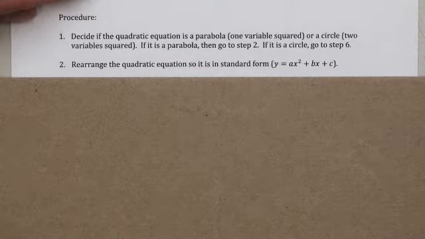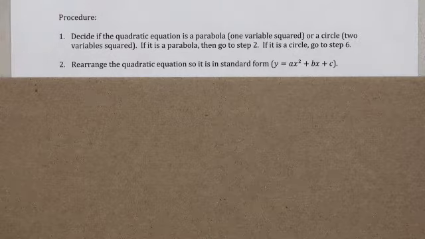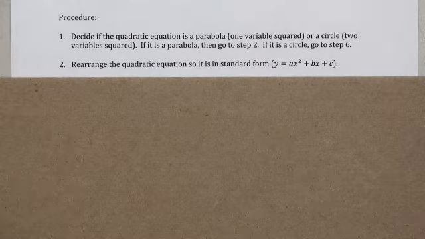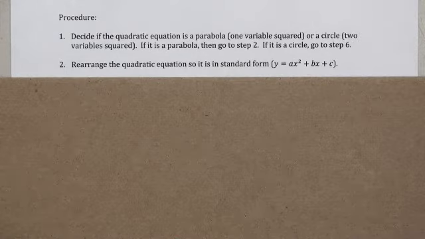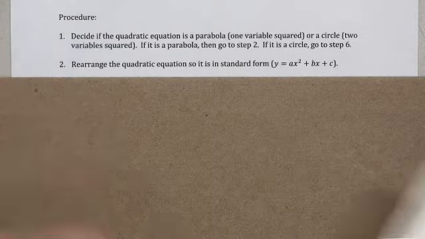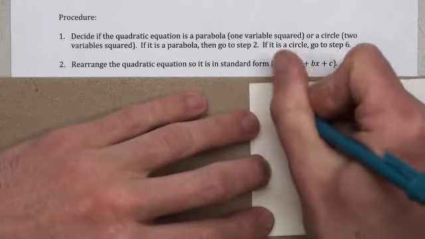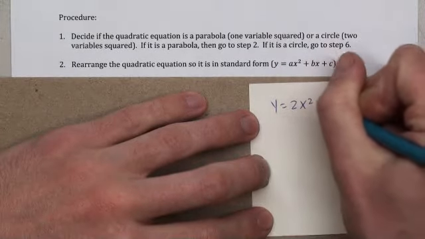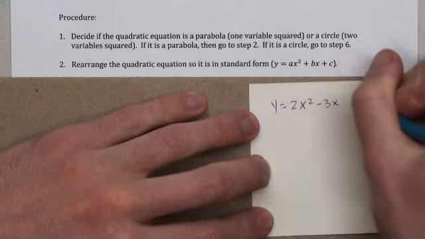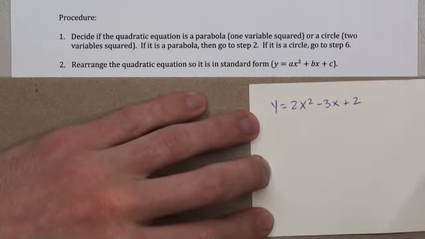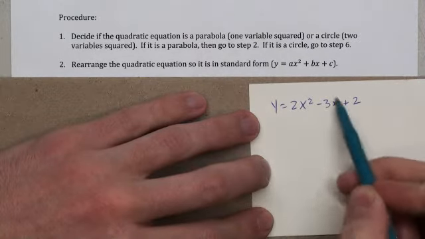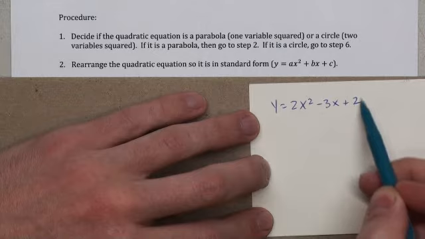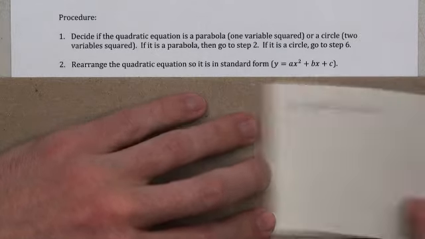Rearrange the quadratic equation so it is in standard form. For a parabola, the standard form is y equals ax squared plus bx plus c. For example, it could be y equals 2x squared minus 3x plus 2. That would be standard form. You want the x squared term first, the x term second, and then the term without the x last.